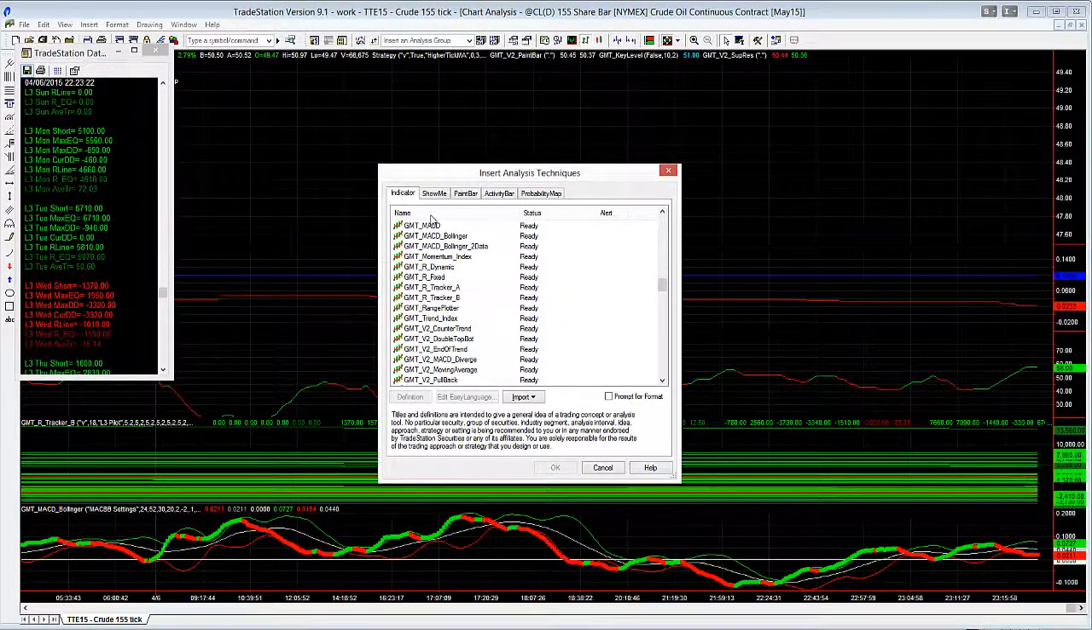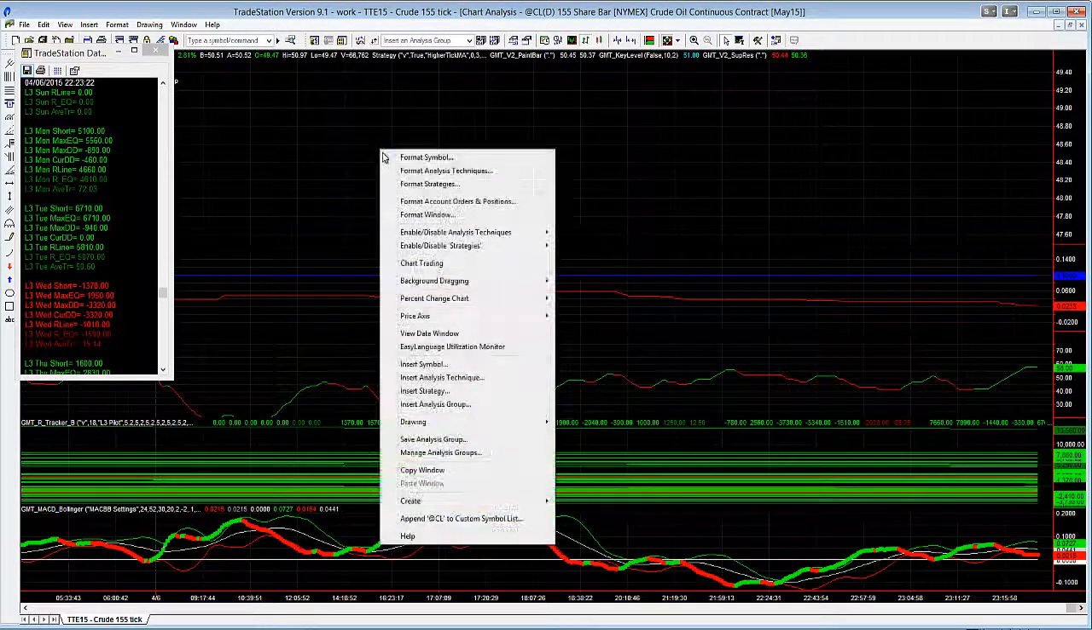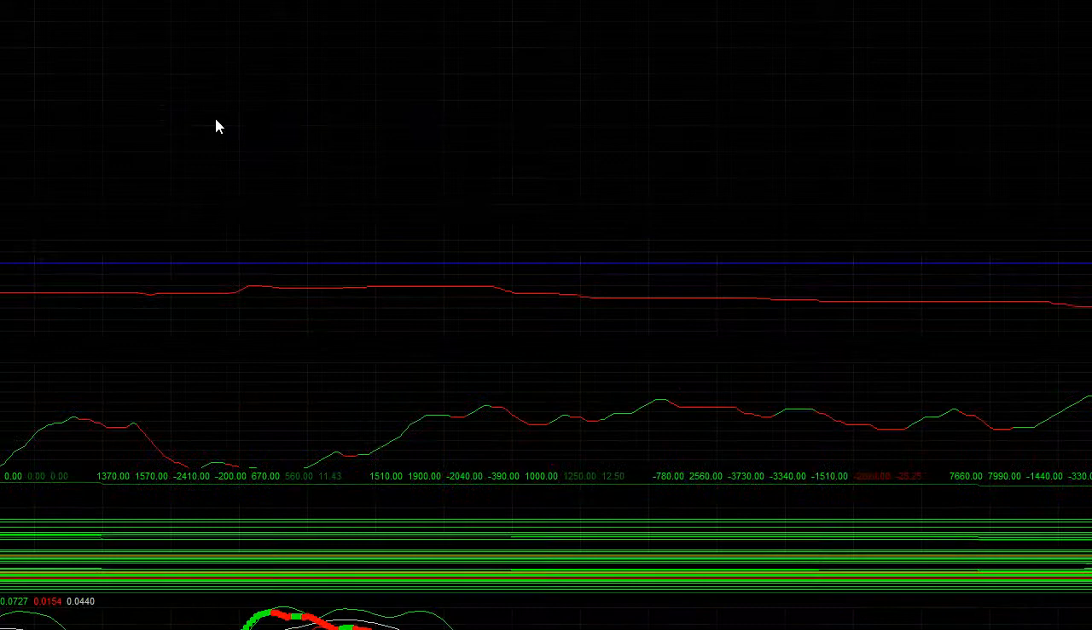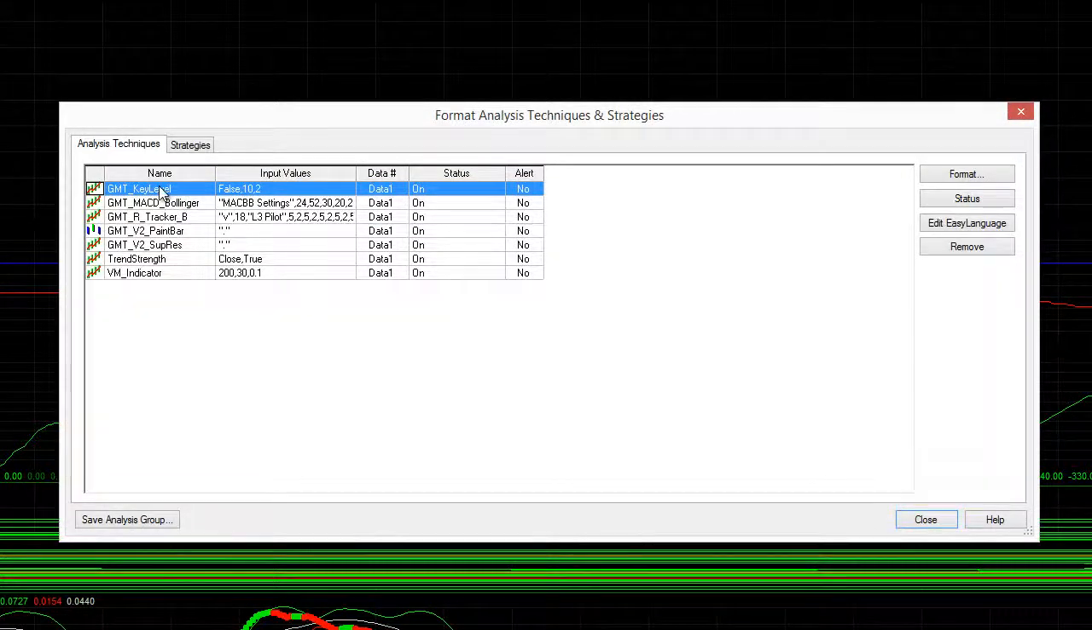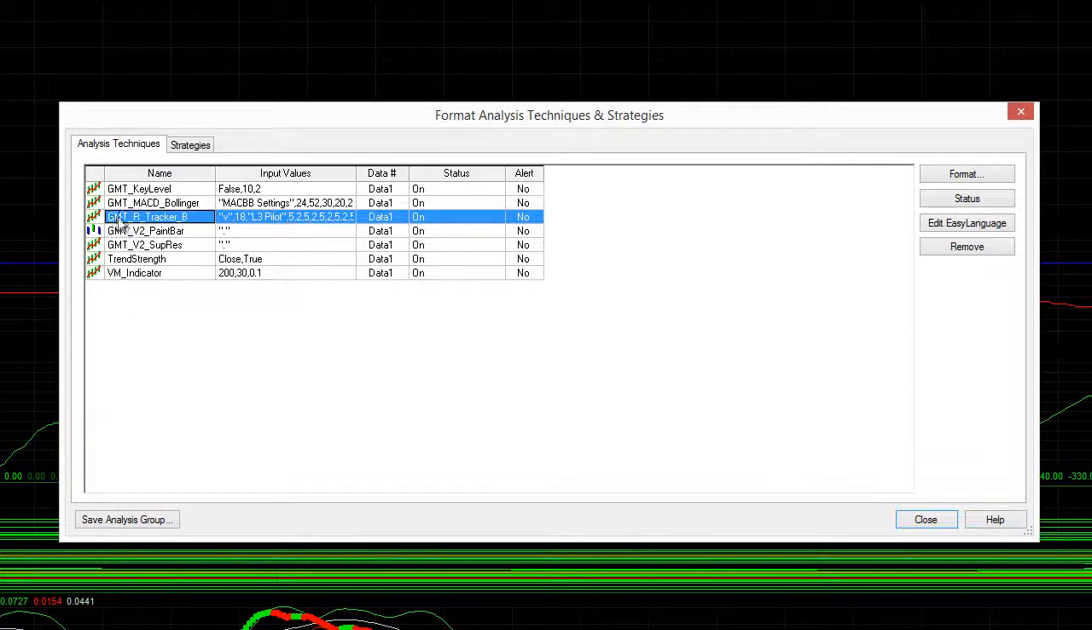So you'll see that we've got an indicator that we've loaded up here, which is the GMTR tracker A and B. Now I'm going to show you the B tracker. It's already loaded on my chart. So if I right click on the chart, go into Format, Analysis Technique, you'll see there that I've got my indicators for the Trend Trader or the Trend Trader Elite. But I've also got the key indicator, which is our GMTR tracker.